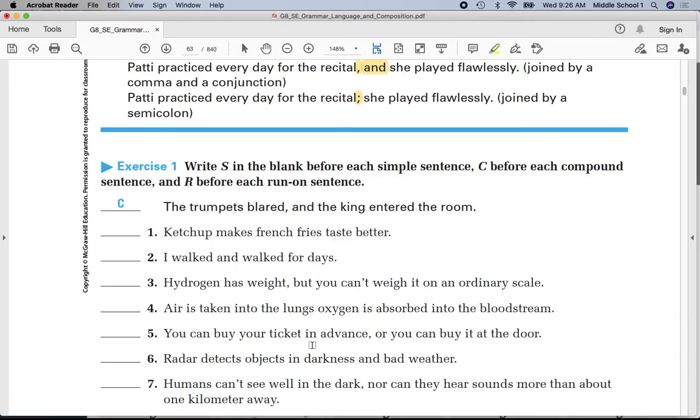Underline the simple predicate twice. SS once. SP twice. Thirdly, we're going to put parentheses around any prepositional phrases. Lastly, I'm going to circle any punctuation that would separate making a compound sentence.